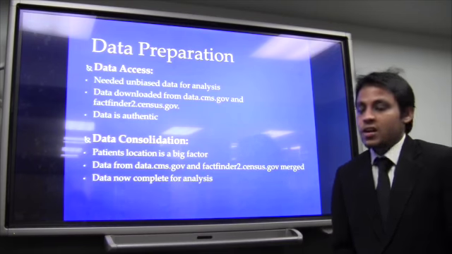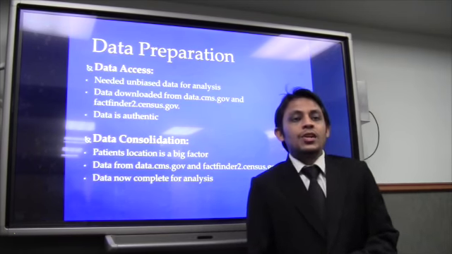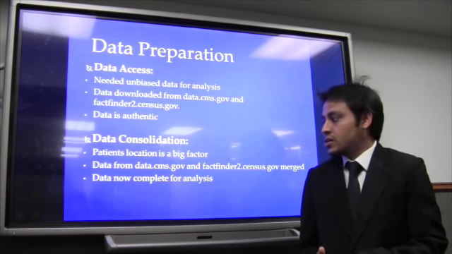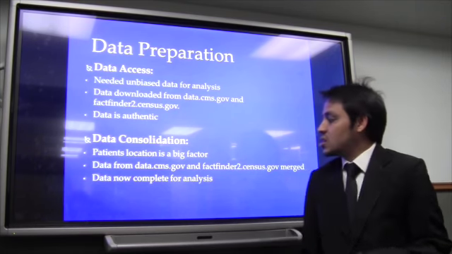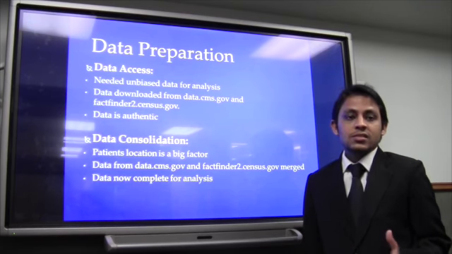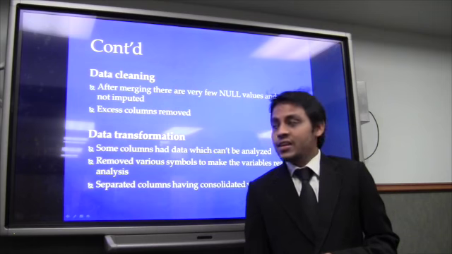The next part is data consolidation. For our data set, we need the patient's location. That's a very integral part of our data set. For that, we merged from the main data using the zip code, and the complete data is now present with us. After that, we clean the data.